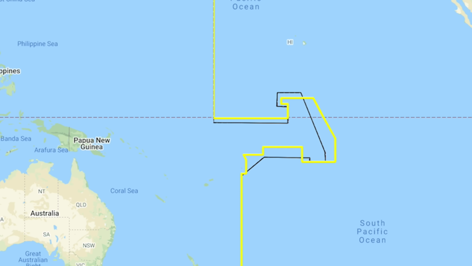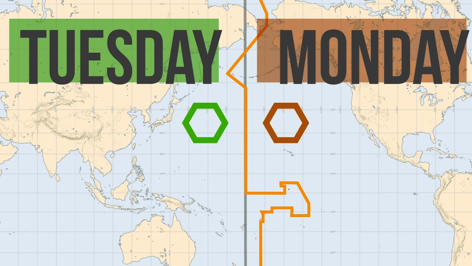You have these two versions of the notch that are different. The black one is Google Maps. This is how Google Maps displays it on all of their different platforms. And this yellow one is from PACI, the Pacific Observer something, I don't really remember, but it's like a big authority for the Pacific Ocean. Remember that this is the Monday side and this is the Tuesday side.